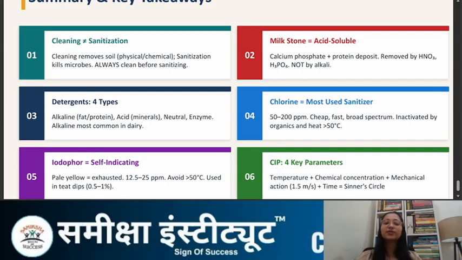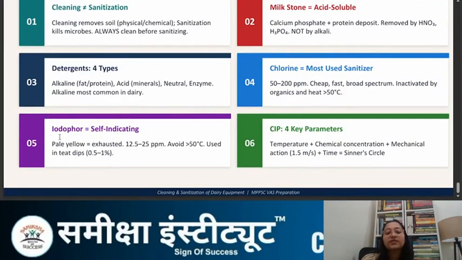Then we studied about the 4 types of detergents and how they will be used. They are alkaline in nature, acidic in nature, neutral, and enzyme. And alkaline ones are mostly used in dairy equipment. Then chlorine is the most used sanitizer because it is broad spectrum, fast acting, cheap, economical, cost effective, easily available, but it gets inactivated by organics and high temperature. So we need to first remove the organic substances, then we will go for using the sanitizer or the chlorine.